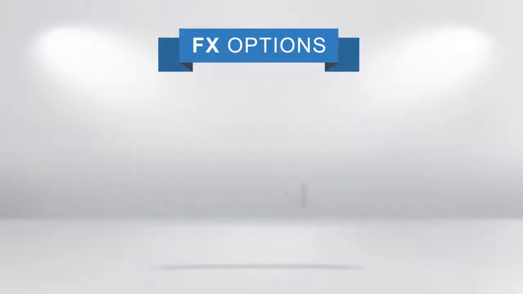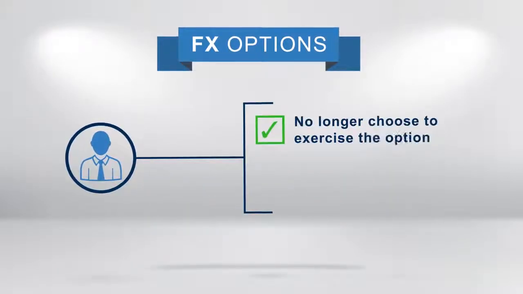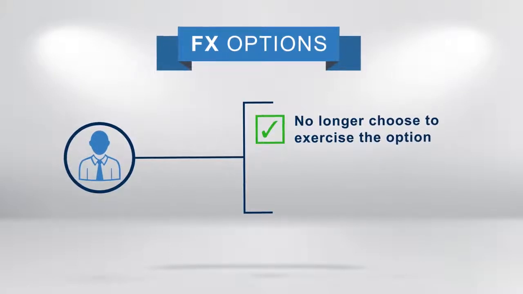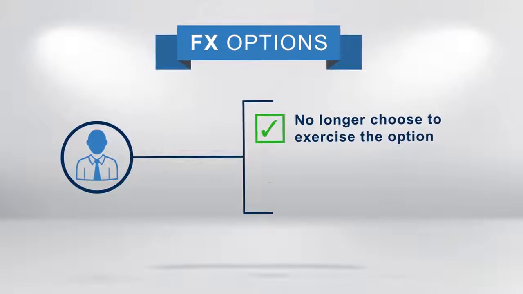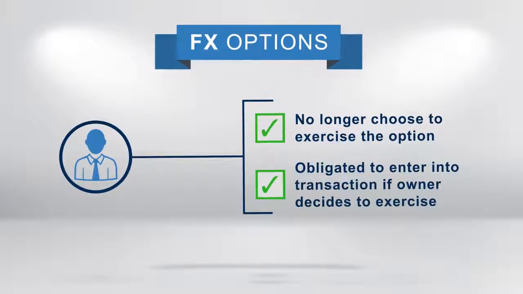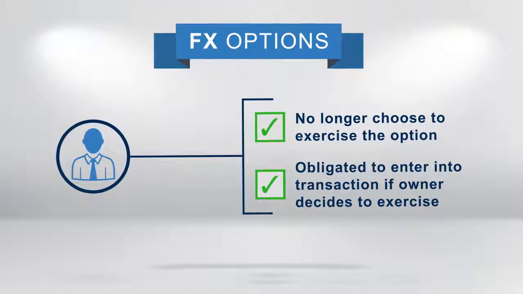When you sell an option, you no longer have all the benefits. For example, you can no longer choose whether to exercise the option or not. Instead, you have to await the decision from the owner of the option. Should the owner decide to exercise the option, you are then obligated to enter into the transaction.